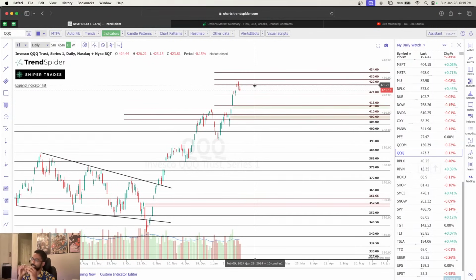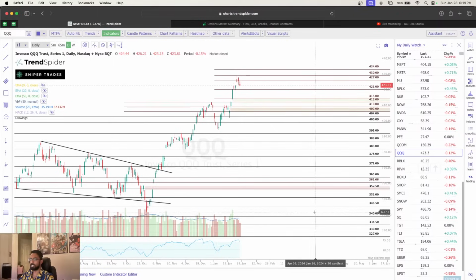So on QQQ, there's a little bit of ammo that bears have right now, which again, if you look at this, this is the daily here, you can clearly see there's this bearish divergence too, right? I'm just drawing you roughly here. So there's a little bit of a bearish divergence there on QQQ as well.